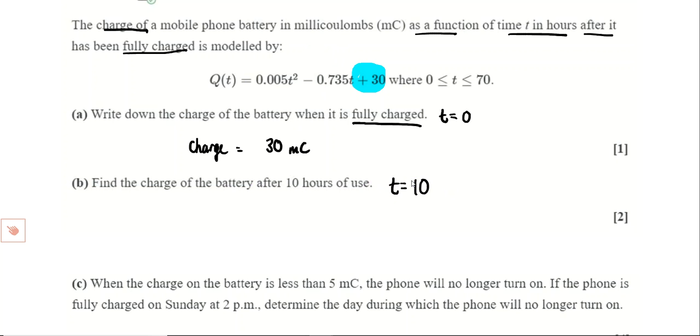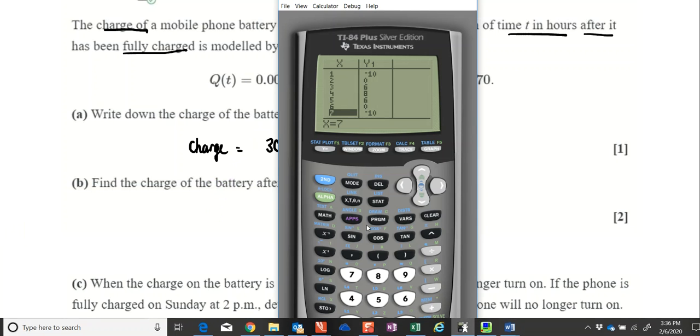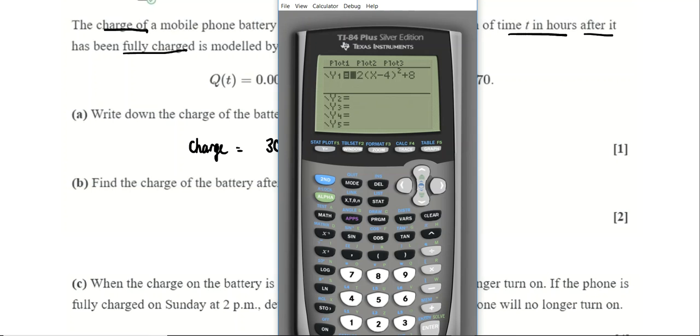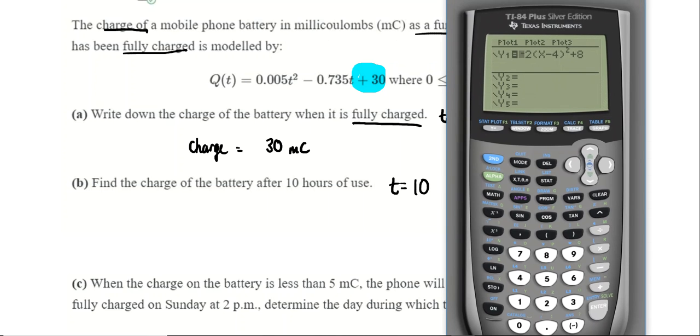How would you go about working that out? You just put it in, couldn't you? What's another way though? Go to our calculator, right? That's why this one's super easy, because you don't have to find the equation or anything. You just have to put in 0.005 x squared subtract 0.735 x plus 30.